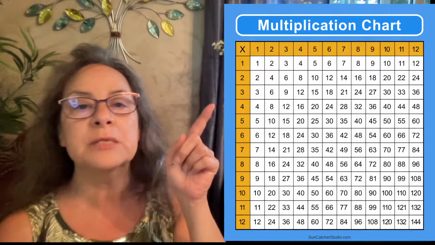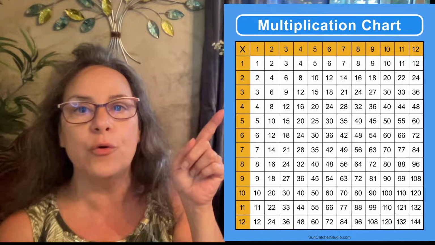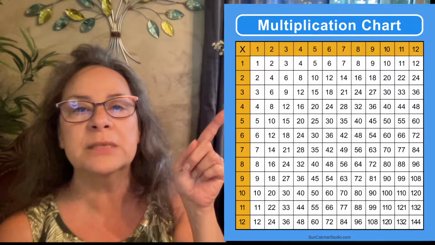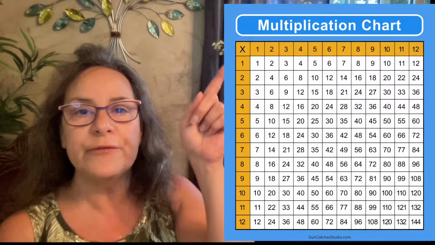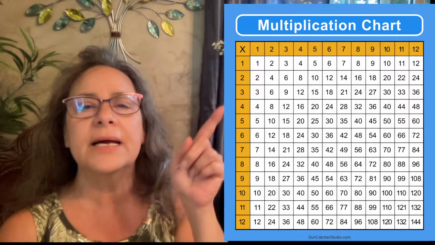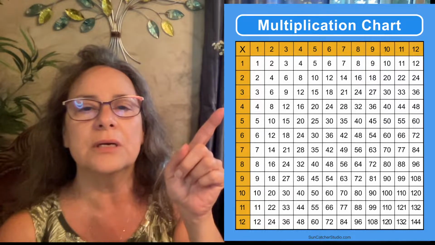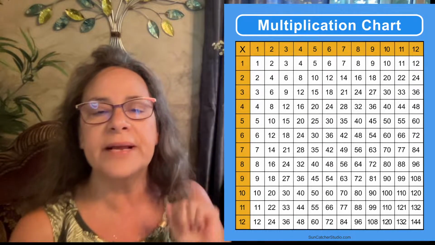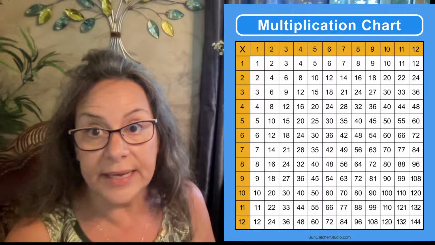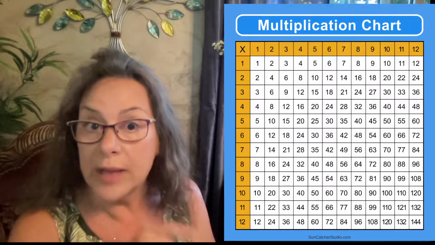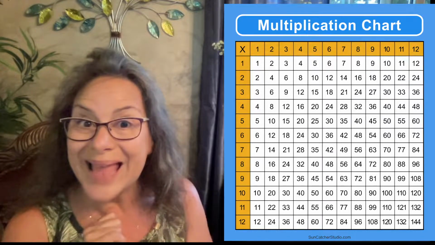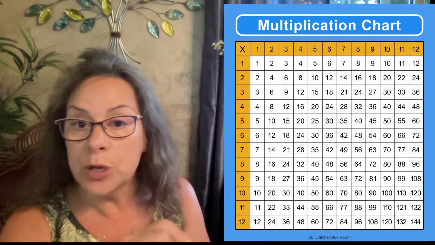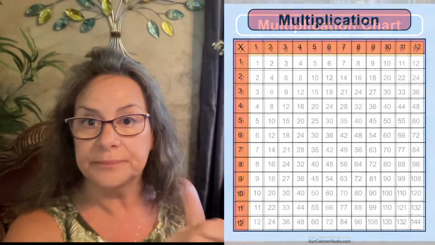So if I wanted to multiply 4, I would find 4 here. And if I wanted to multiply it by 9, I would find 9 across the top. I would slide my finger along, which I cannot do for you to see, and I would find the number 36. So this multiplication chart will help you find the answers in your multiplication tables.